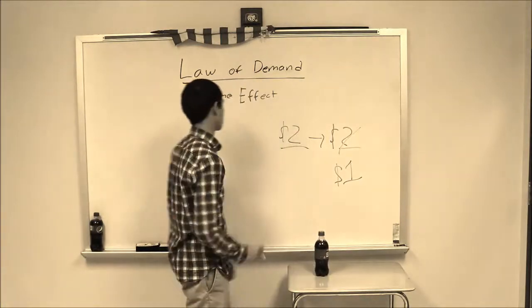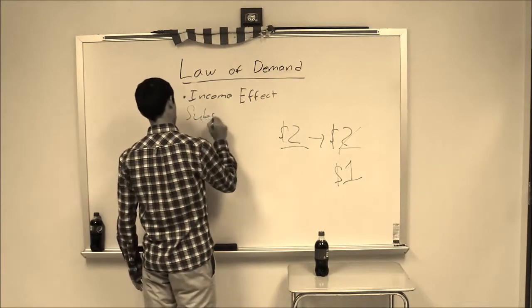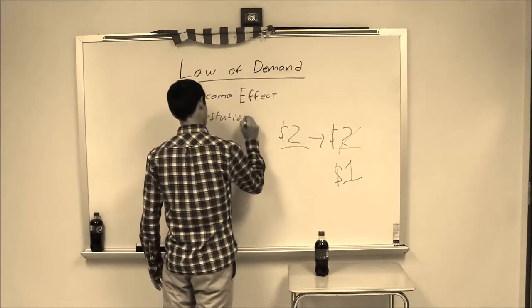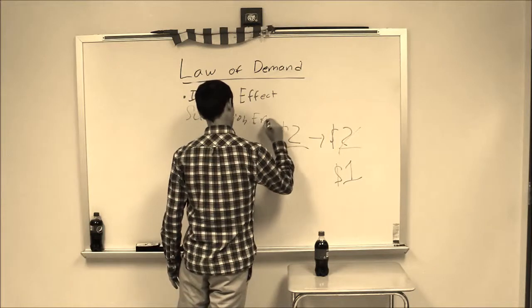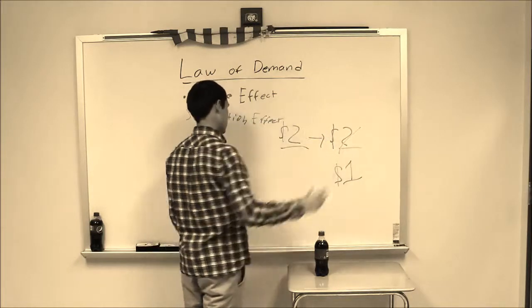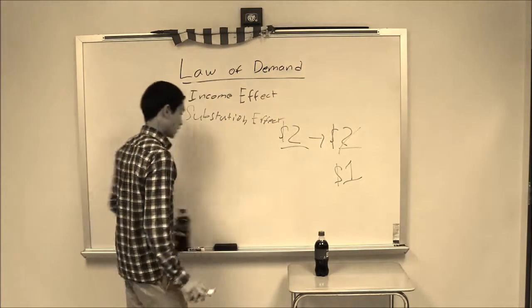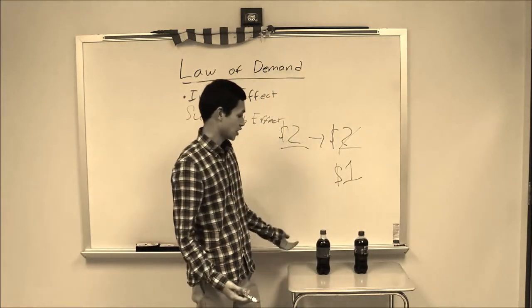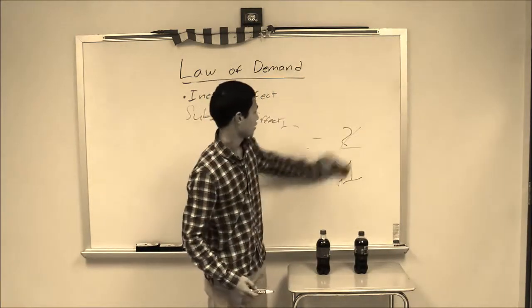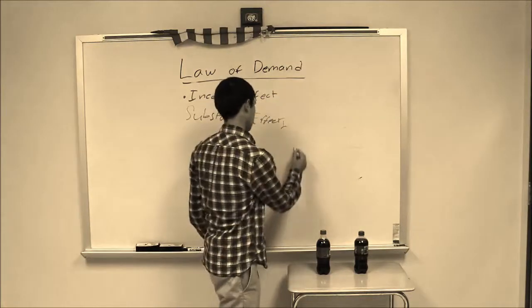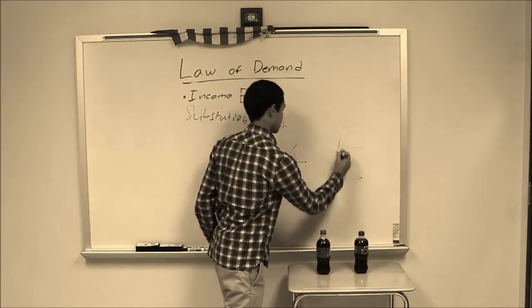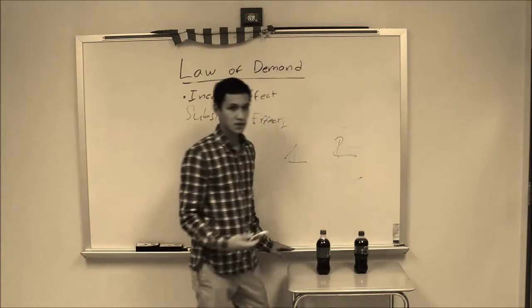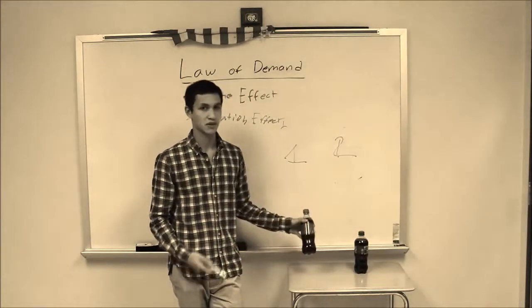Now, the substitution effect is the idea that the consumer will purchase the cheaper of 2 similar goods. For example, let's say I have Coke and Pepsi, and that Coke is only $1. But Pepsi is $2. In this instance, I could buy 2 Cokes instead of 1 Pepsi.